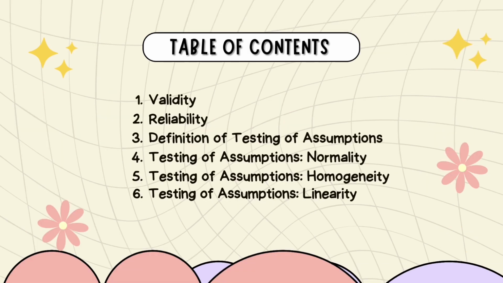Here's the table of content of our explanation today. First, we will explain about validity, and then continued with reliability, testing of assumptions, normality, homogeneity, and lastly, linearity. Without any further ado, here is our explanation.